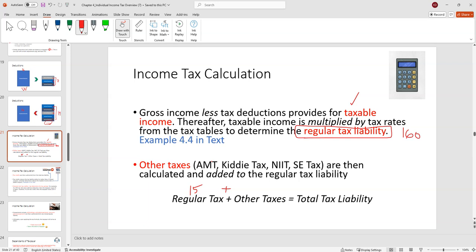Then you add to that other taxes, alternative minimum tax. This basically makes sure that rich people pay enough tax. Kiddie tax, this looks at that you're trying to not shift too much passive income to your kid. Net investment income tax, this is if you have too much passive income. And then self-employment tax, if you're self-employed, you have your own trade or business. Again, a whole chapter on these, but let's say our AMT was 2 and our self-employment tax was 2. Hey, there is our other taxes. We're looking at potentially $19,000 total, okay?